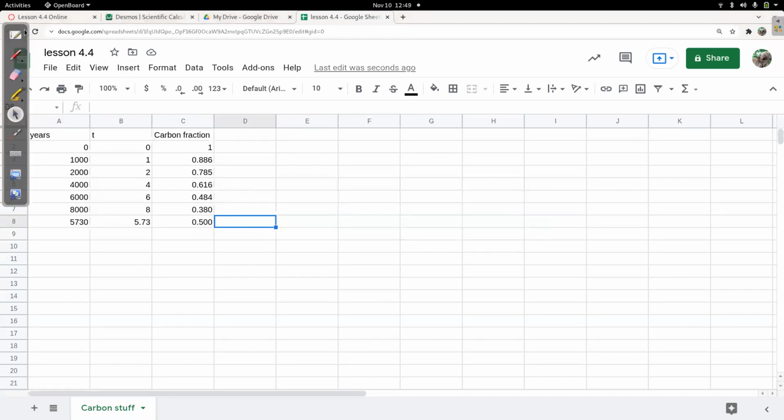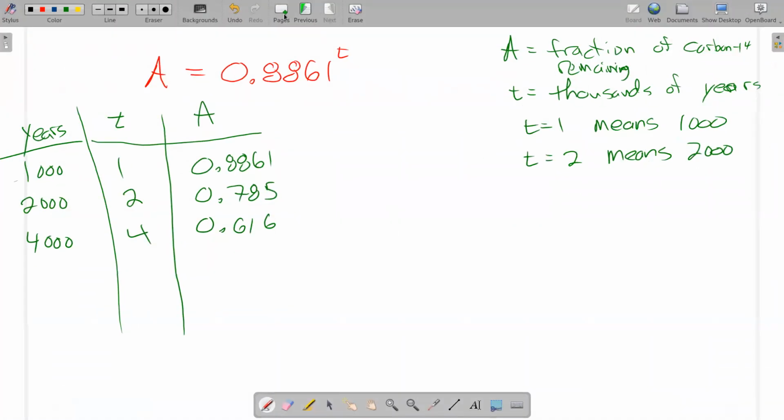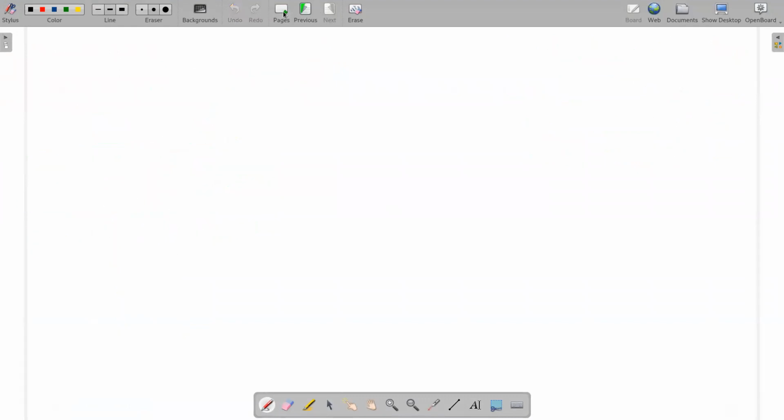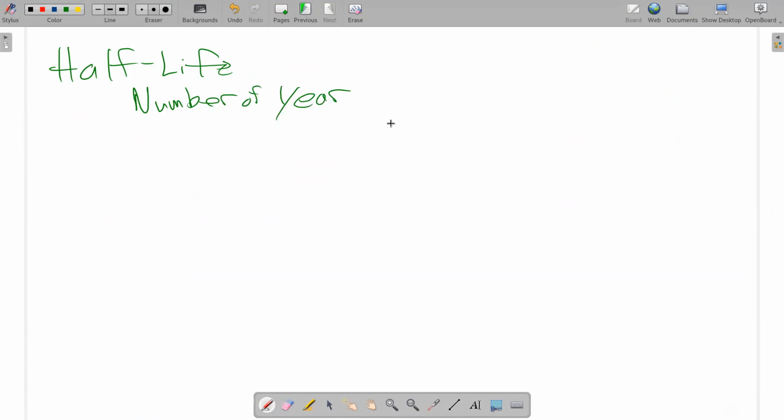Let's write that down. Half-life: number of years, in this case, length of time in general, to get half of what we started with.